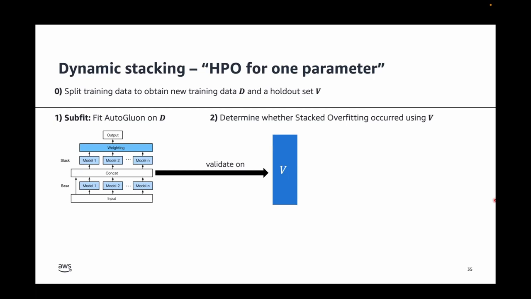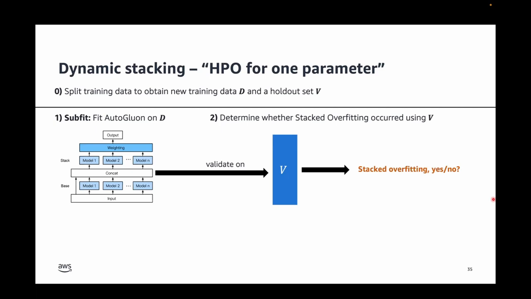And if it does help, then we do the retraining again from scratch, using the three quarters of the time limit, and we use stacking. But if we determine that there is overfitting happening when we stack more than two layers, we just disable stacking and that's it. So it's a very simple, very elegant approach, and it exactly answers the question: would stacking overfit for this data set?